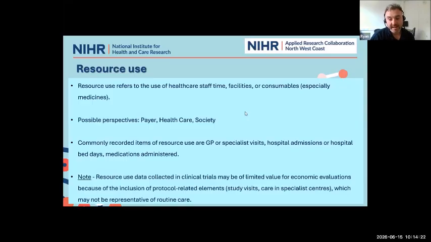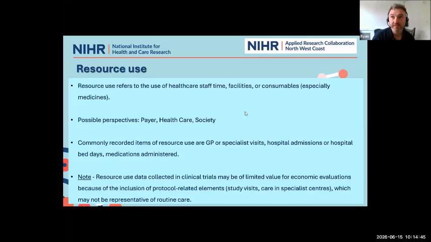So probably what they're trying to say there is that the randomized controlled trial is so controlled. For example, they might have additional episodes of care done in a specialist center, stuff which wouldn't really happen when applied to the real world. And it's not representative of what routine care is.